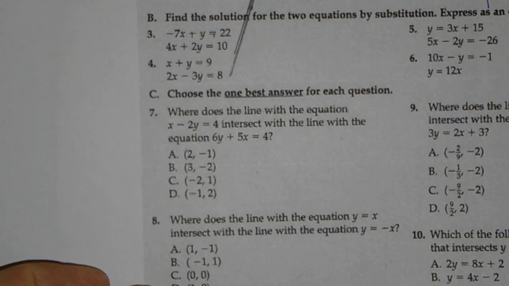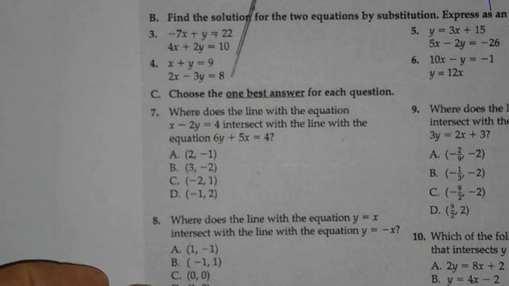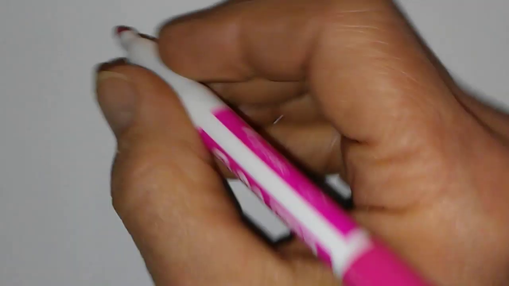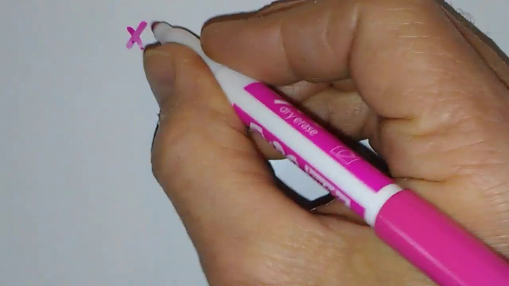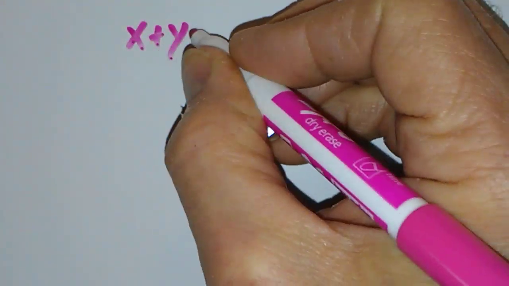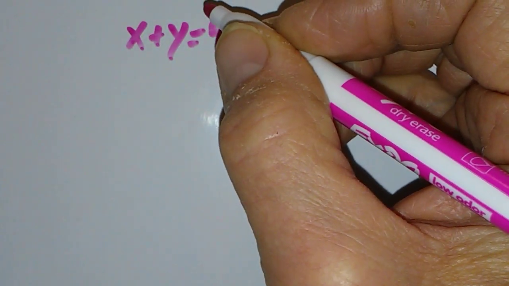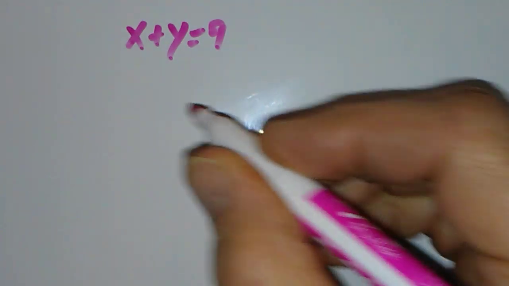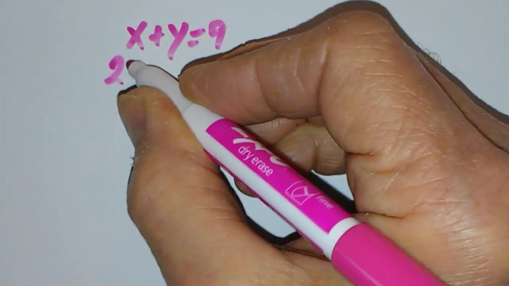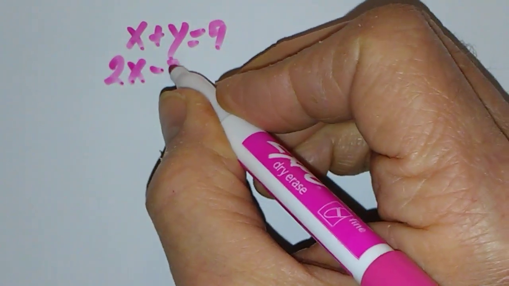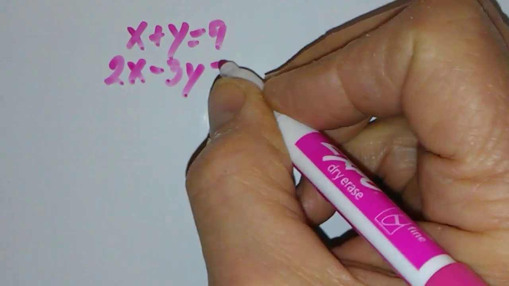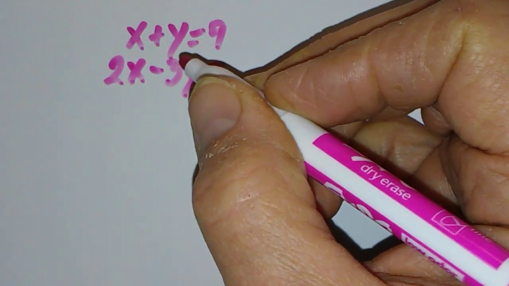X plus y equals 9, 2x minus 3y equals 8. Okay. X plus y equals 9. And 2x minus 3y equals 8.